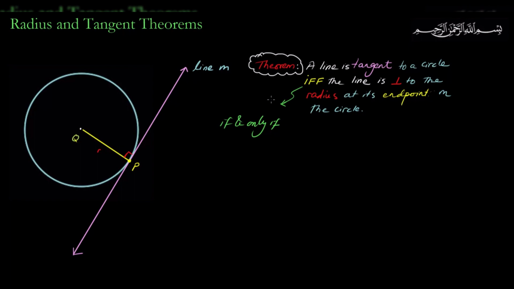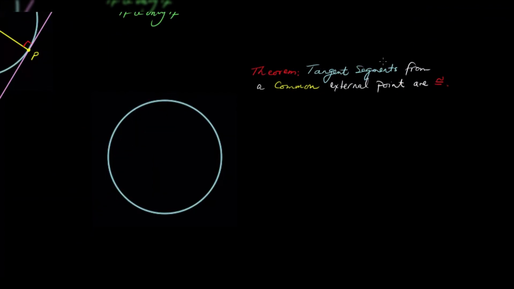Simplistically stating then, the theorem says a line is tangent to a circle if and only if the line is perpendicular to the radius at its endpoint on the circle. In other words, if a line is tangent, then the radius that connects the center to the point of tangency will be perpendicular to that line. Before we go on, I'd just like to talk about the next theorem, and then we can apply both of these theorems in different problems.